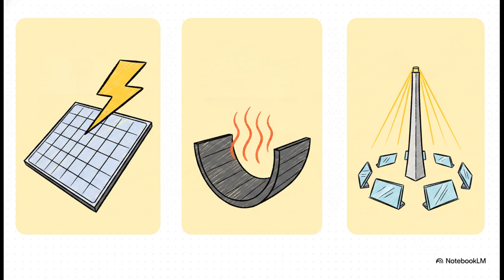Exactly. And finally, we have concentrating solar power, or CSP. Picture this, massive utility-scale arrays of tracking mirrors, heliostats, that focus sunlight onto a central tower to create extreme industrial steam. We're talking temperatures exceeding 500 to 1,000 degrees Celsius. It is literally heavy-duty engineering at its finest.